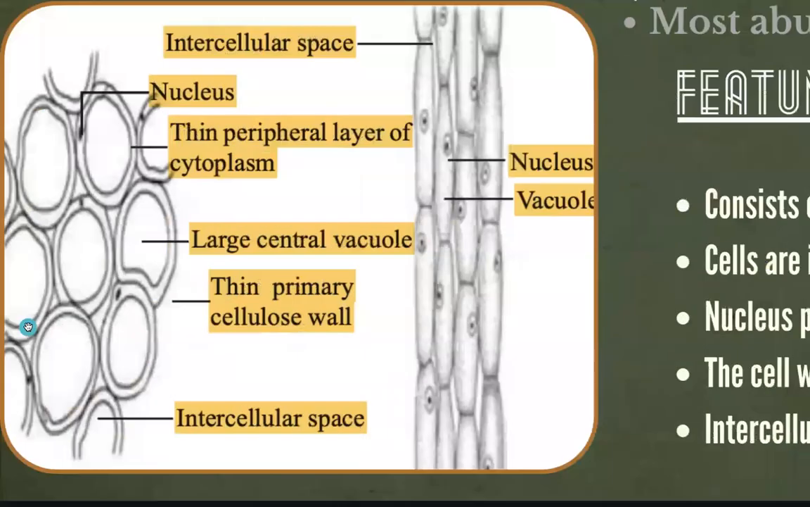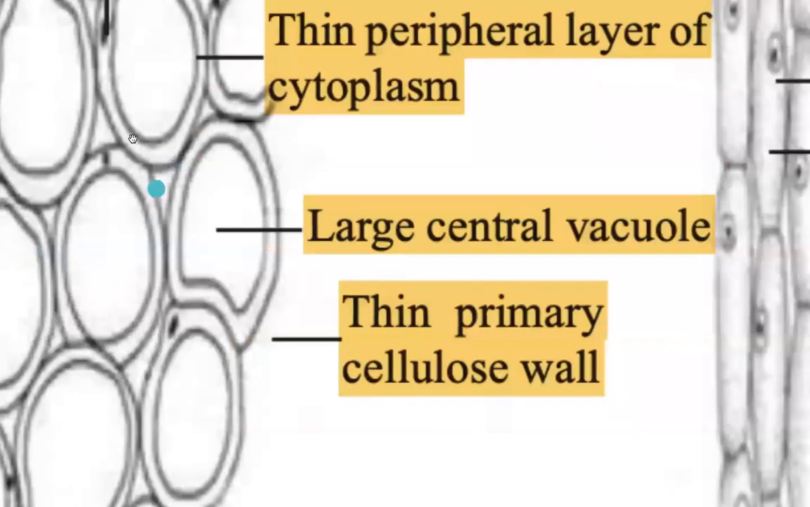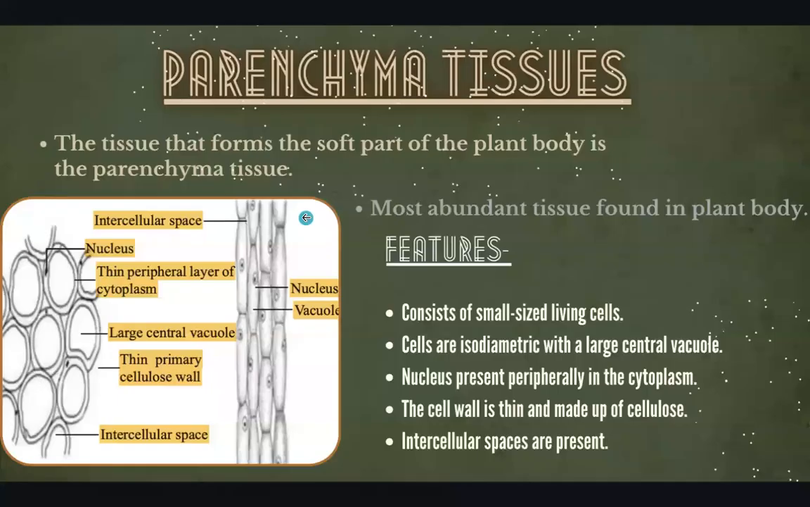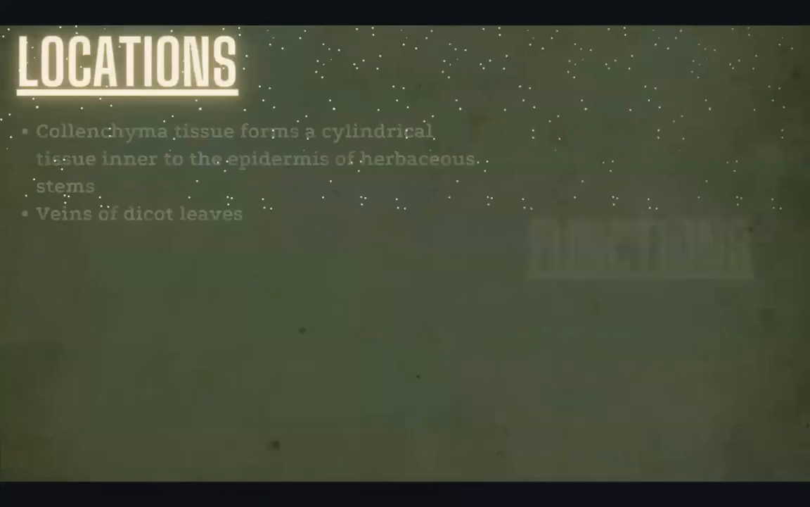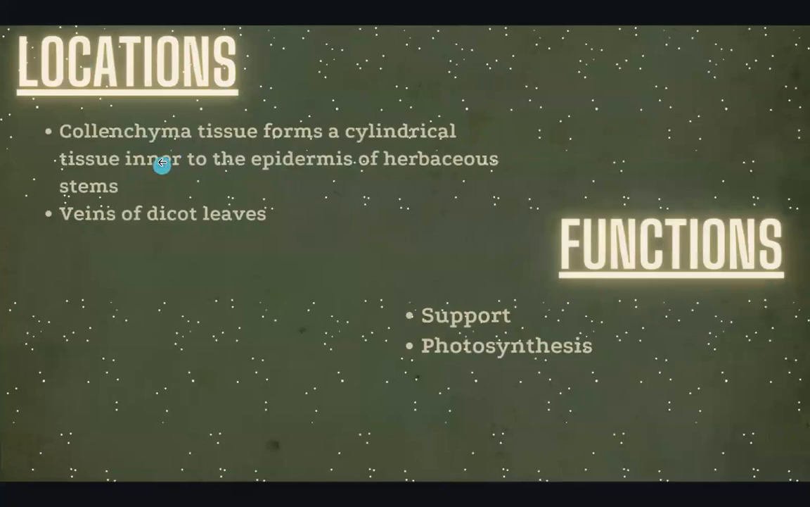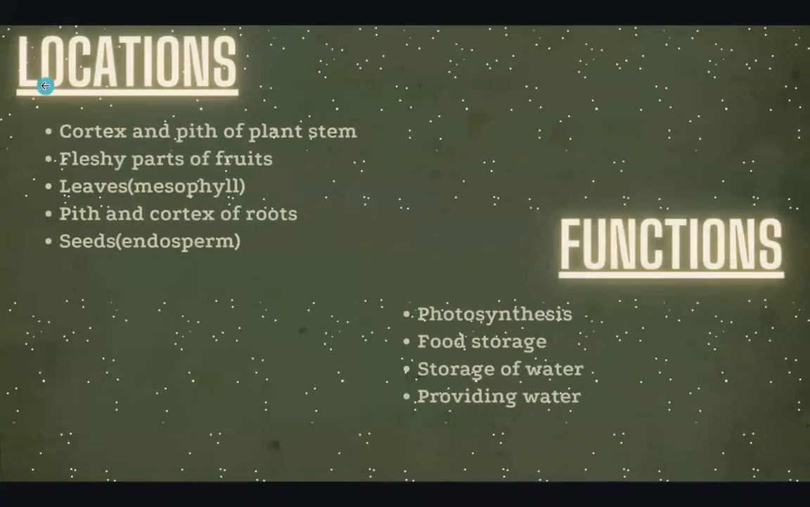And over here, the cross-section of the parenchyma tissues. Next, the locations of the parenchyma tissues. Locations: cortex and pith of plant stem, fleshy parts of fruits, leaves or the mesophyll, pith and cortex of roots, seeds, or in the stem.